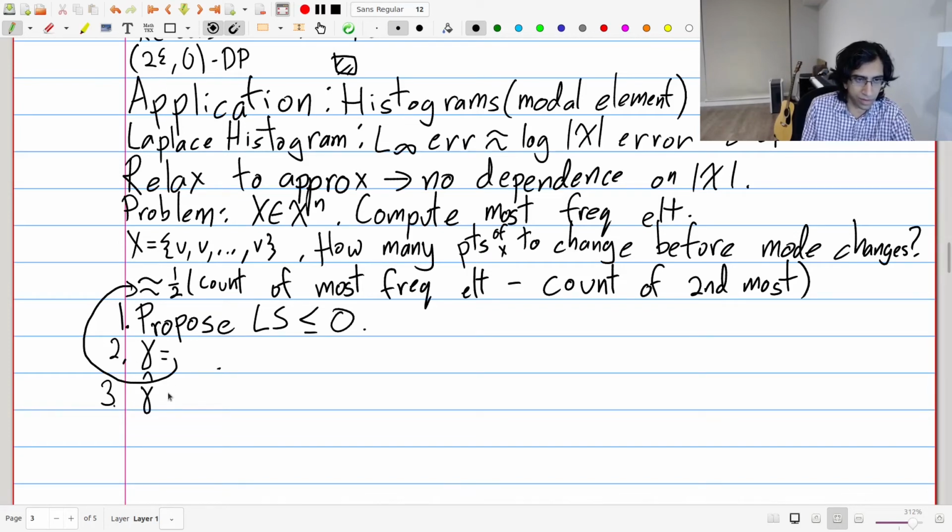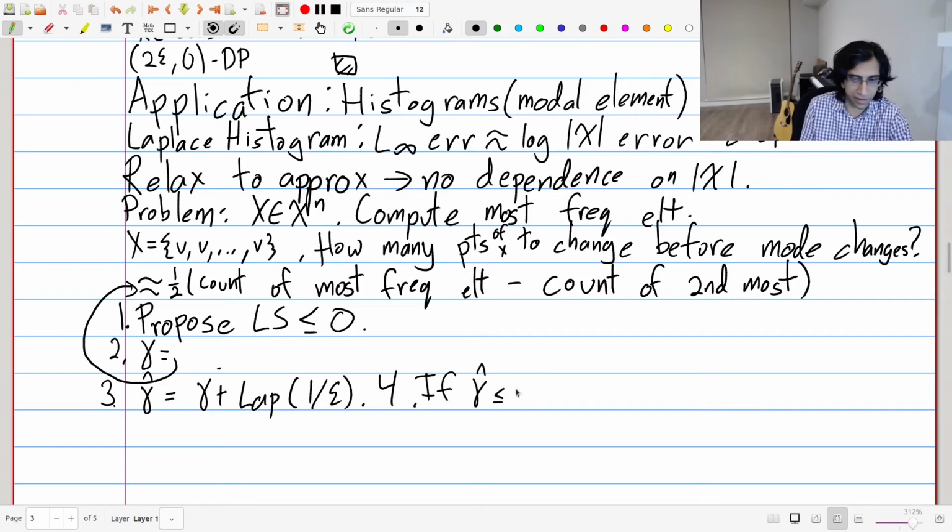So compute gamma hat, which is equal to gamma plus Laplace 1 over epsilon. And steps 4 and 5, let's just write them over here to save a bit of space. So if gamma hat is less than or equal to log of 1 over delta over epsilon, then return bot.